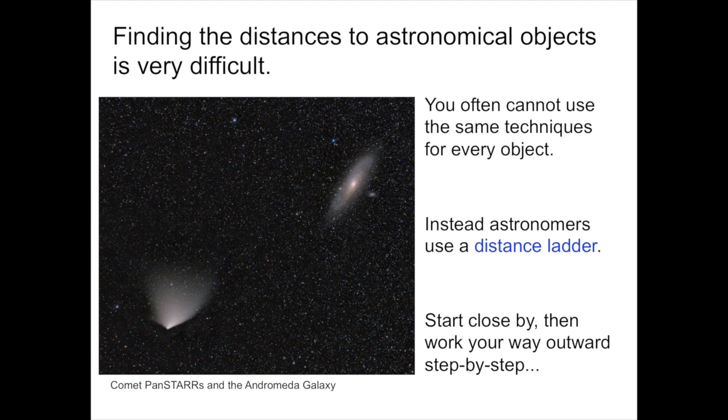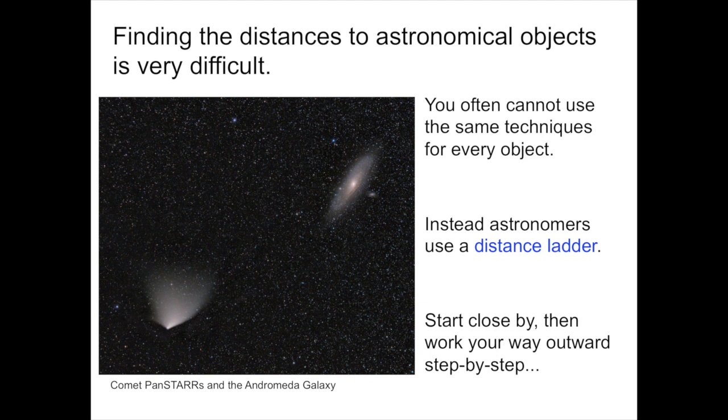The methods we would use to measure the distance to Comet Pan-STARRS are not the same as we would use to estimate the distances to the stars in this field. And indeed, different stars might require different methods still, and measuring the distance to Andromeda requires other methods altogether.